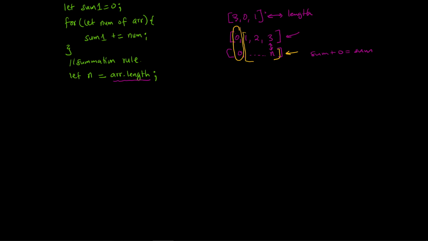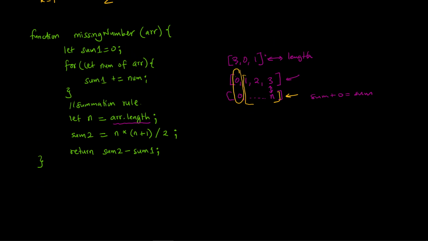Okay, so if this is our n, then our sum 2 will be equal to n times n plus 1 divided by 2, and then I return the difference. Sum 2 minus sum 1. So this is the other way of doing this, a shorter one, using the mathematical rule of summation rule.